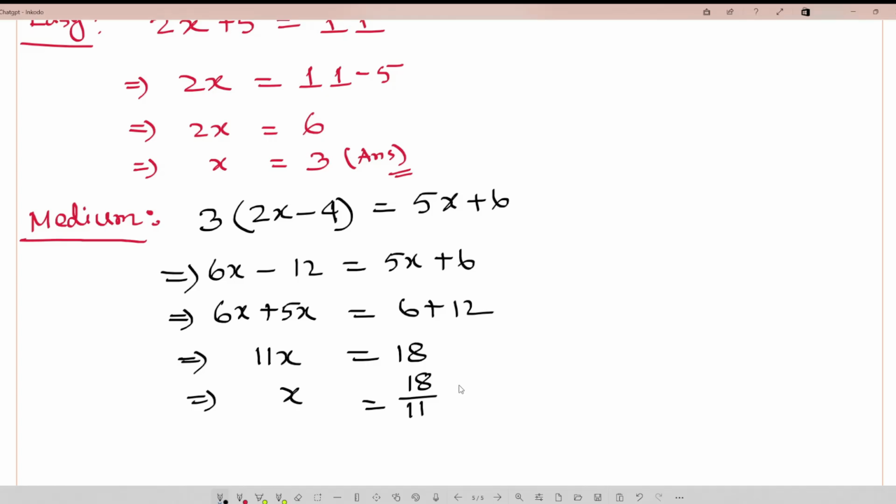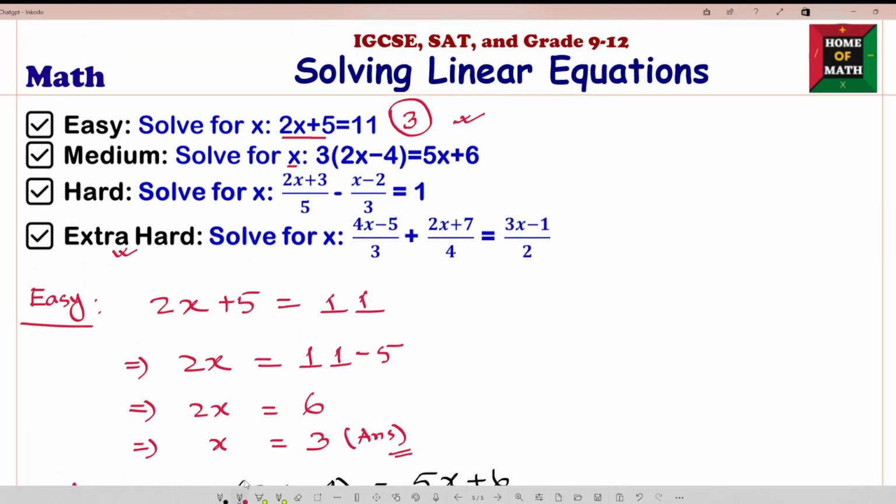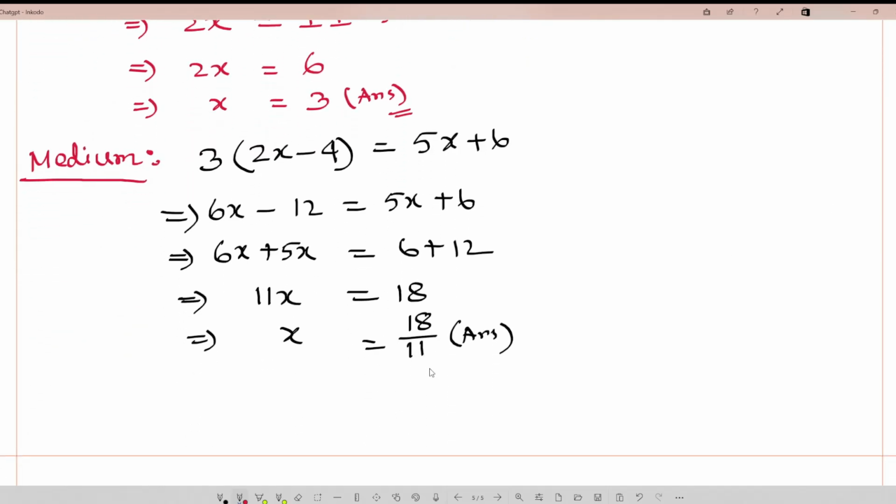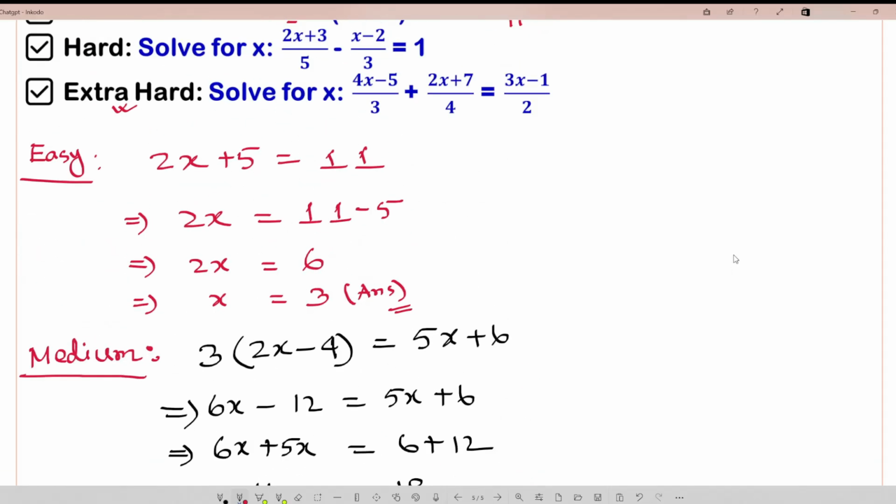So this is our answer. We can write here 18/11. One more thing, this is an improper fraction. If you want, you can make this a mixed fraction like 1 7/11. This is also our answer. So you can change it or use whichever you want, right? So 1 7/11 is our medium question answer.